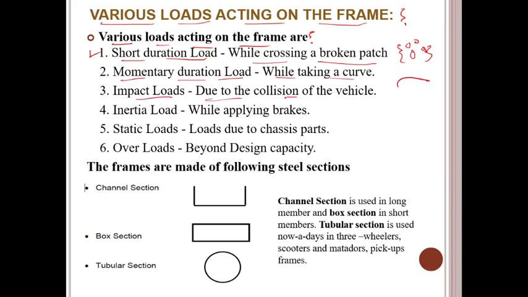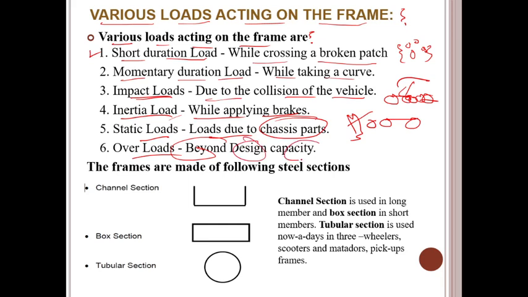Impact load is due to the collision of vehicles. When two vehicles collide with each other, that is impact load. Inertial load is while applying the brakes. When the vehicle is moving very fast and suddenly applies the brake, there is inertial load. Static loads are loads due to the chassis parts. Overloads are loads beyond the design capacity. Suppose the bus capacity is 1000 kg and we run it with 1010 kg, more than that is the overload. These are the various loads acting on the frame, guys.